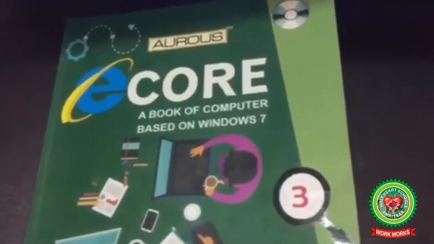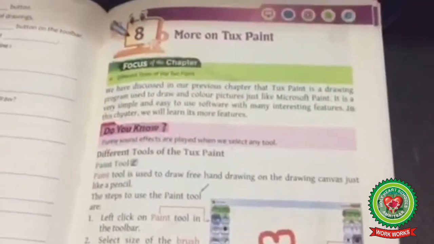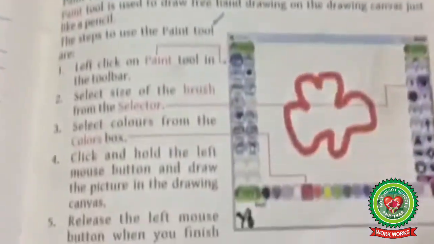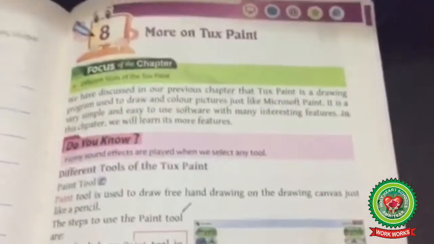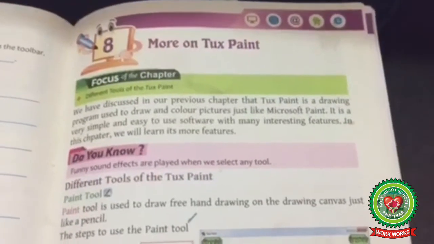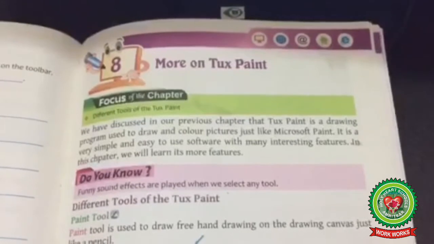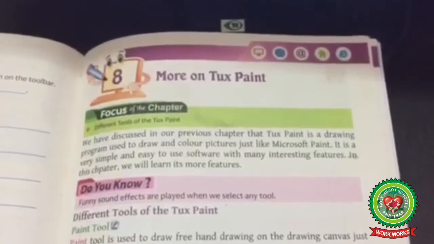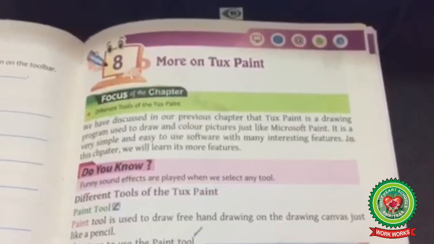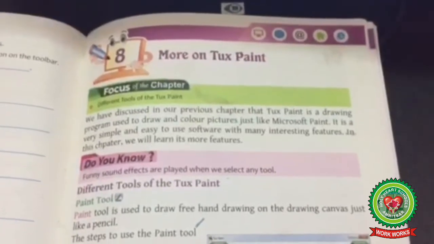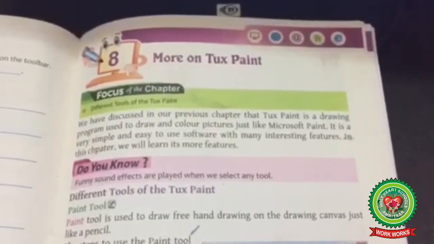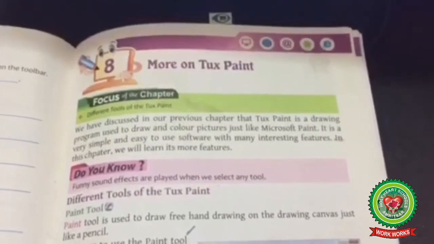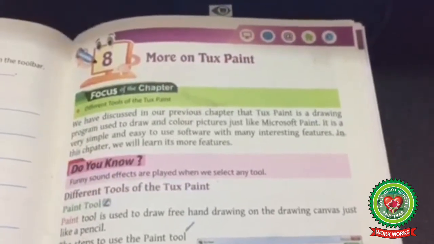Today we are going to start a new chapter, that is lesson number 8, More on TuxPaint, pages 73 and 74. So open your books at page number 73. In this chapter, we will learn some more interesting features of TuxPaint and the use of different tools to make beautiful drawings, and using these tools we will make a home scene. The objective is to learn the use of various tools of TuxPaint like Paint tool, Stamp tool, Line tool, Eraser tool, Text tool and Shapes tool.